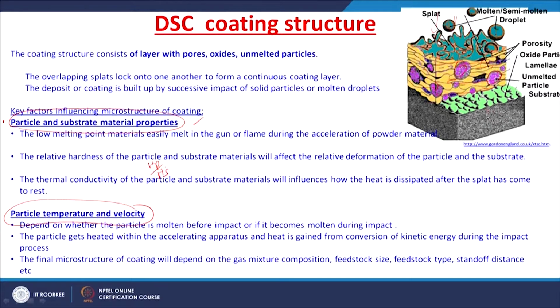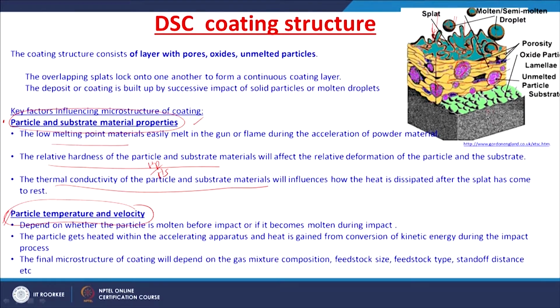Another important property is the thermal conductivity, right. The thermal conductivity of the particle and the substrate will also influence how the heat is dissipated after the splat has come to rest, right, how the dissipation of this heat is done. So, the thermal conductivity of the particle as well as the substrate is also very important. The melting point of the materials, the relative hardness of the particle and the substrate, and the thermal conductivity of the particle and substrate are very important properties that can influence the structure of this coating.